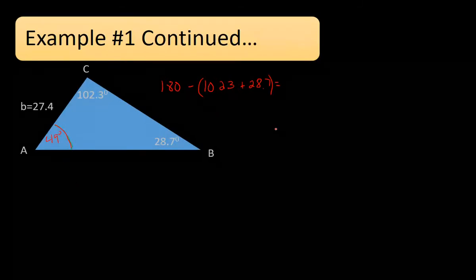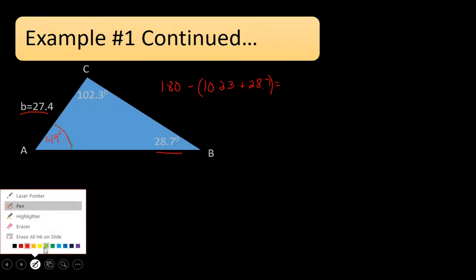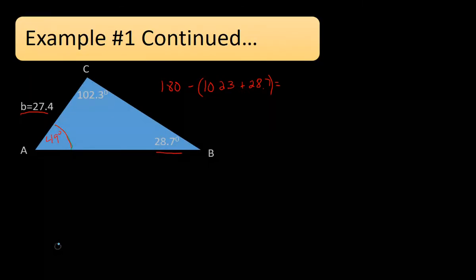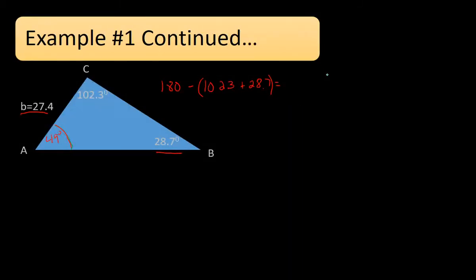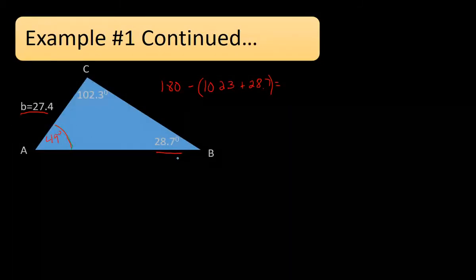Now, when we go to set up to solve for the other sides, we have to start with the given pair. So the pair that we were given to start with were both b's. So we're going to use that to our advantage, and that's what you want to check for every time: what pair was given first. So we are going to start with b over sine B, so 27.4 divided by the sine of 28.7.